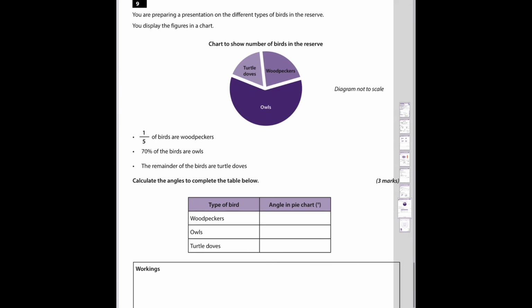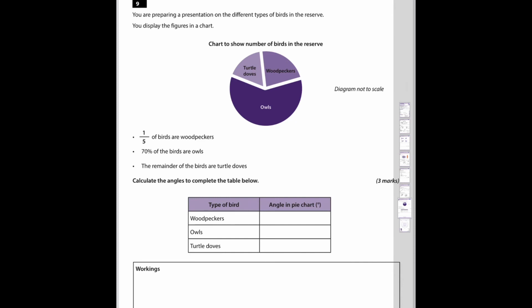Number 9. You are preparing a presentation on the different types of birds in the reserve. You display the figures in a chart. So there's your chart. So a fifth of the birds are woodpeckers, 70% of the birds are owls, and the remainder of the birds are turtle doves.